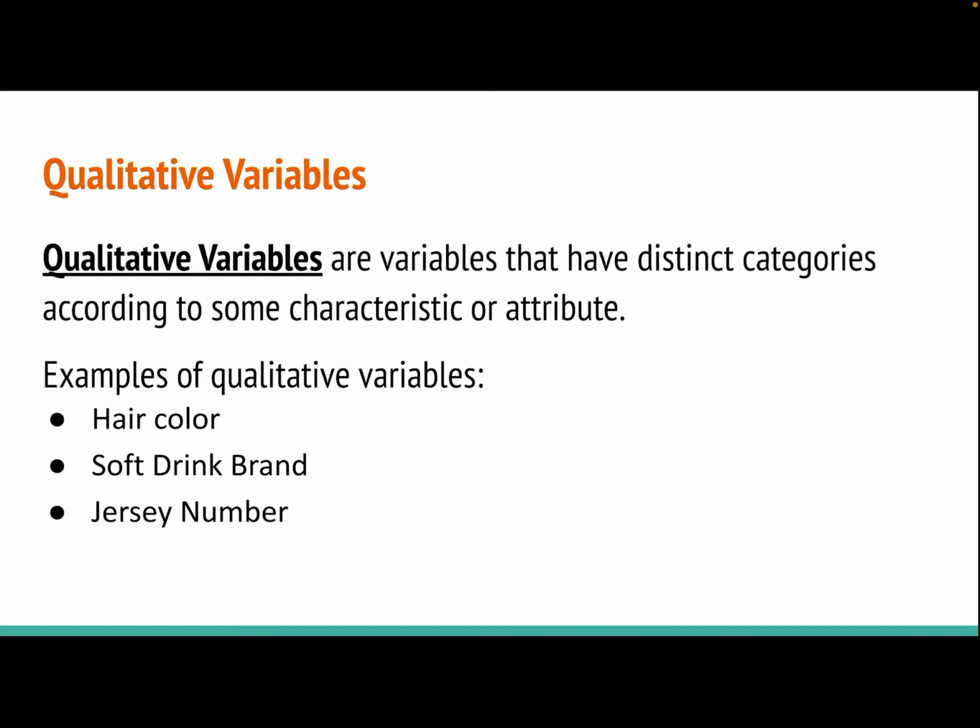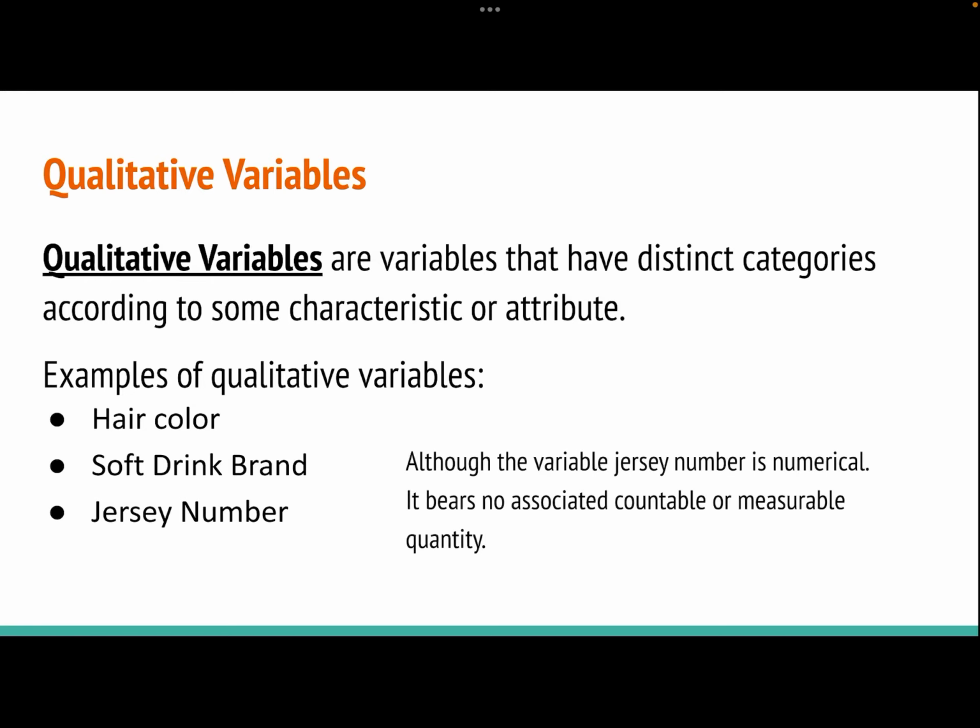The reason why these are qualitative is that there's certain qualities that give the variable here, that there are different types of hair colors such as brown hair, there's red hair, there's blonde hair, there could be strawberry blonde hair. There's different types of soft drink brands such as Coca-Cola, Pepsi, Dr. Pepper, all those, and even jersey numbers that we can give as a qualitative.